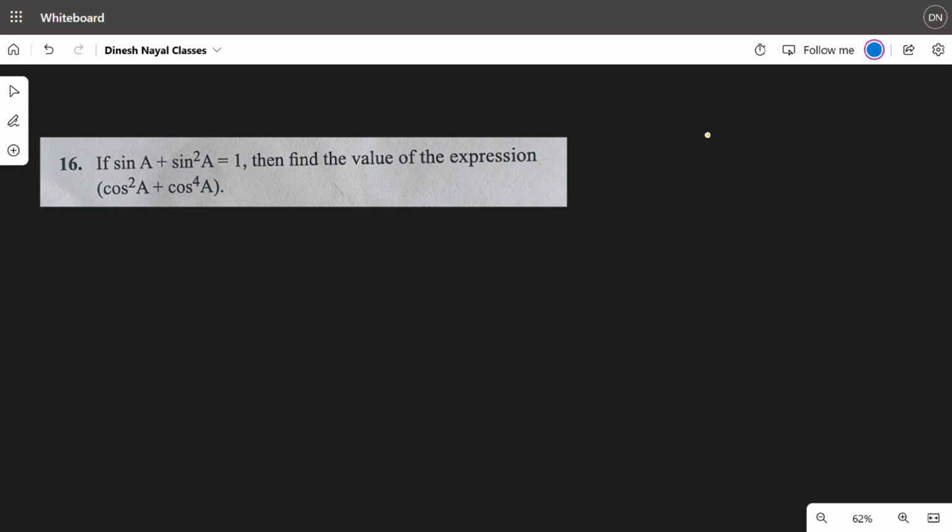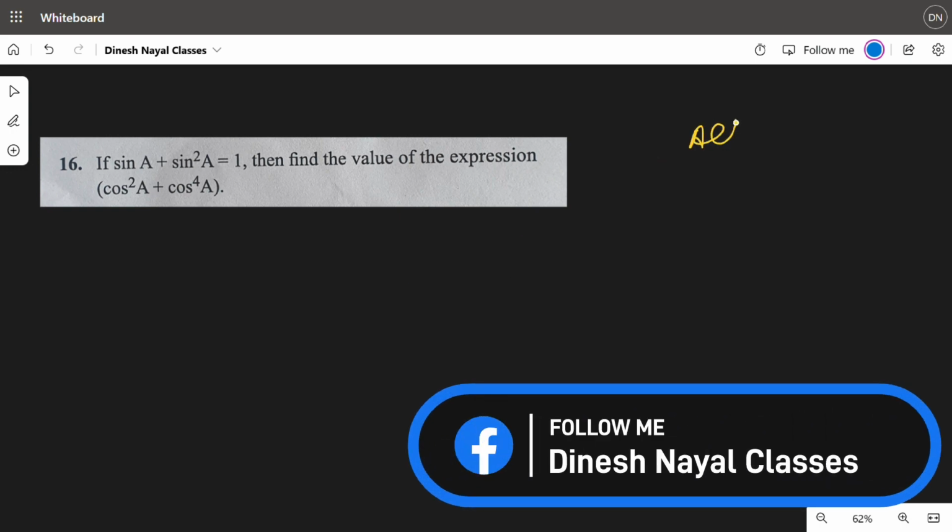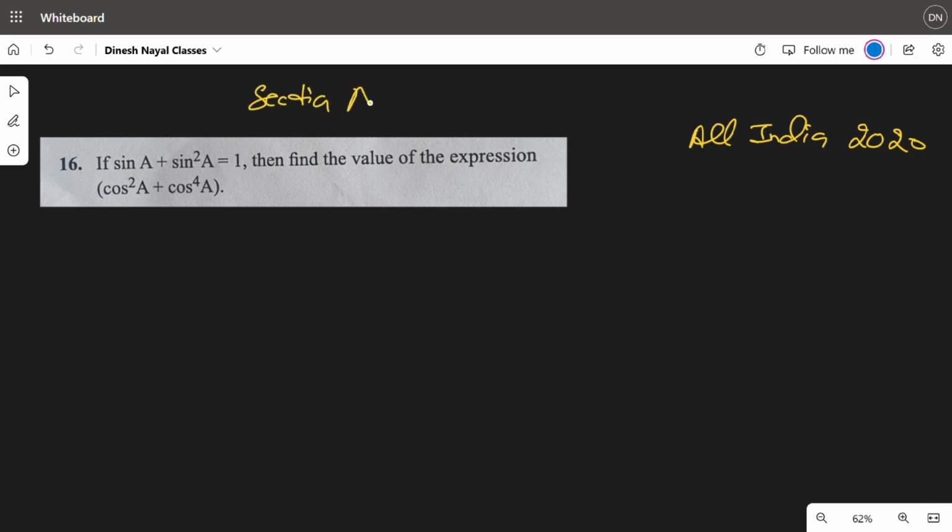So now this question, question number 16, is from All India CBSE Board 2020, section A, and this is a 1 marker question. If sine A plus sine square A is 1, then find the value of the expression cos square A plus cos to the power 4A. Now see, basically, you can write sine A plus sine square A is 1. So let's write it over here.